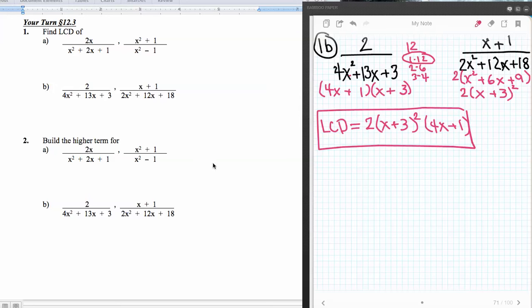All right, come back and join me for the next video, and we'll talk about example number 2 in the next problem, where we're going to take these two that we just found the least common denominators for and build the higher terms this time around.